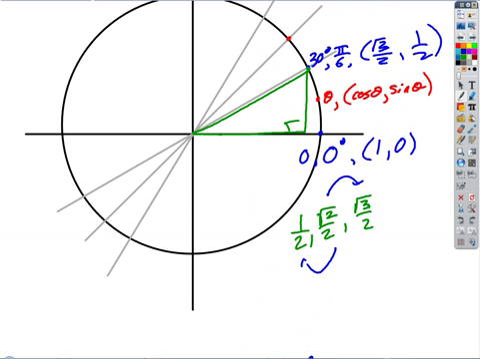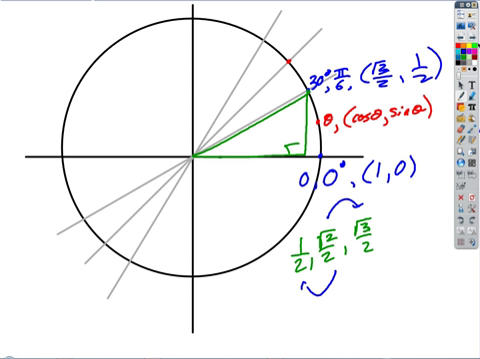Okay, so we know that the coordinates here are square root of 3 over 2, 1/2. Now if we continue to move on up to 45 degrees, which is how many radians? Pi over 4. What's going to be the coordinates there then? It's got to be the square root of 2 over 2, square root of 2 over 2. And you can remember that easily because square root of 2 over 2 squared is 2/4. 2/4 plus 2/4 is 1, right?